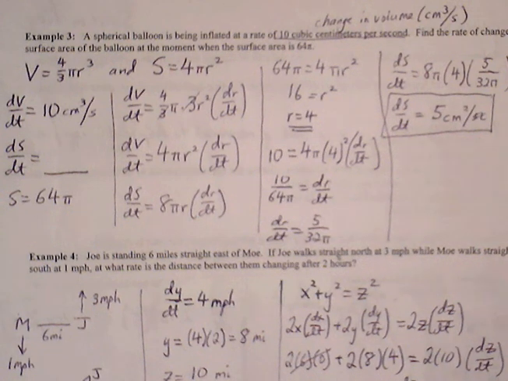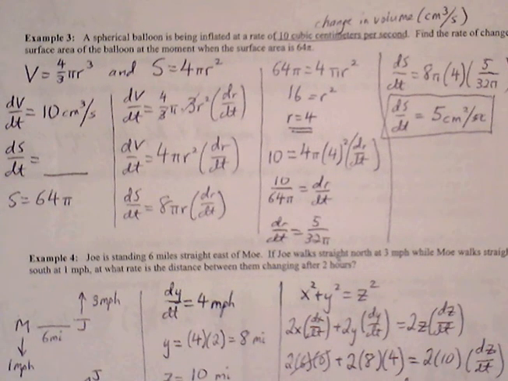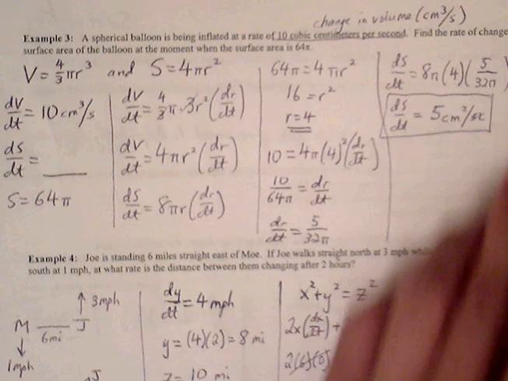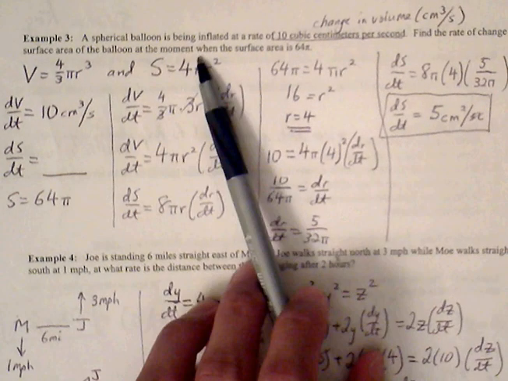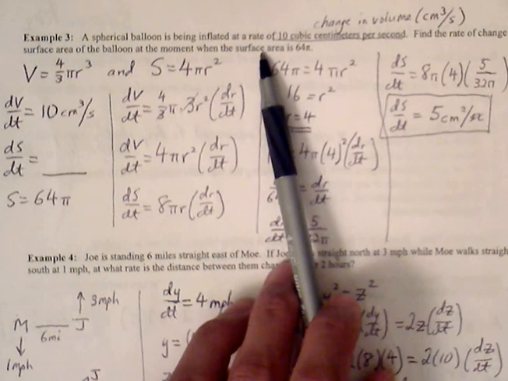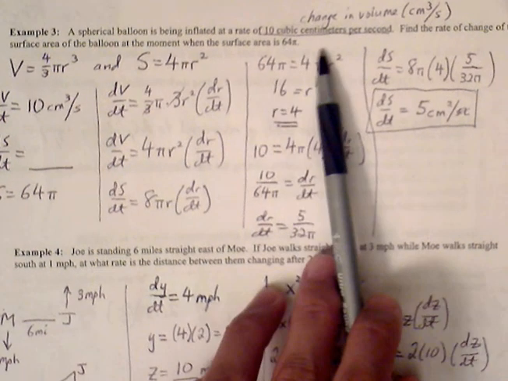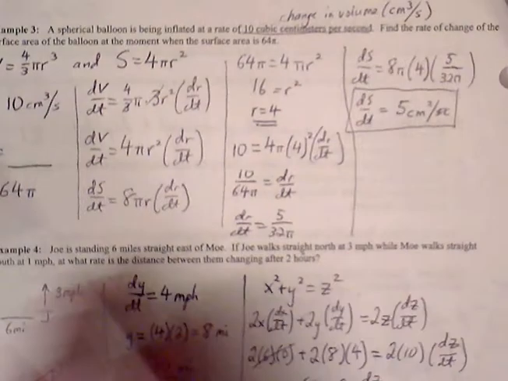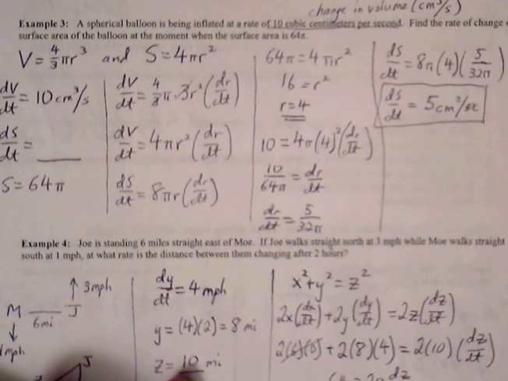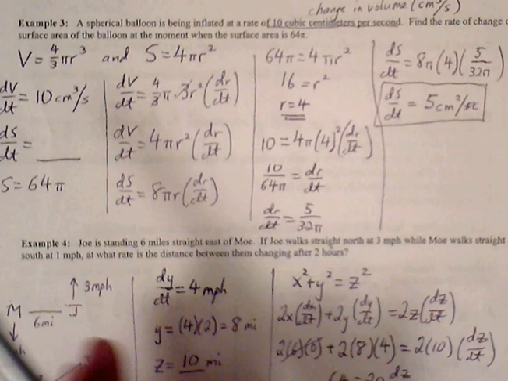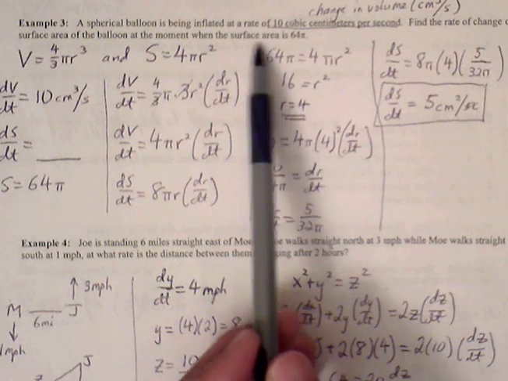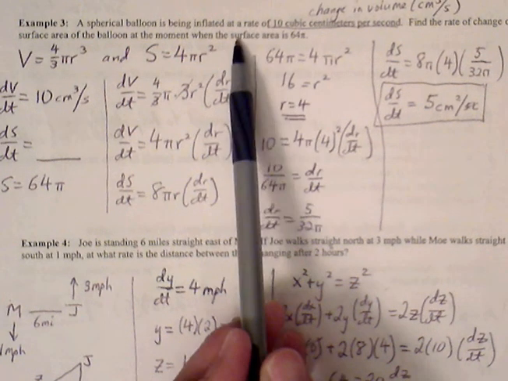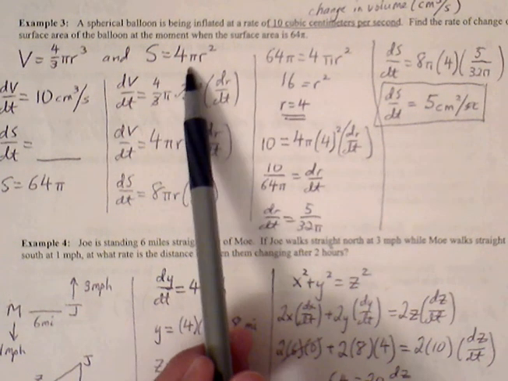Okay, let's continue working through the notes for related rates. So this is the back of the handout notes, example 3. A spherical balloon is being inflated at a rate of 10 cubic centimeters per second. Find the rate of change of the surface area of the balloon at the moment when the surface area is 64 pi. So surface area of a sphere, we know we'll be dealing with that equation, so that is S equals 4 pi r squared.